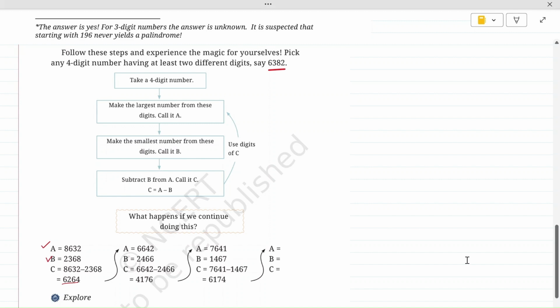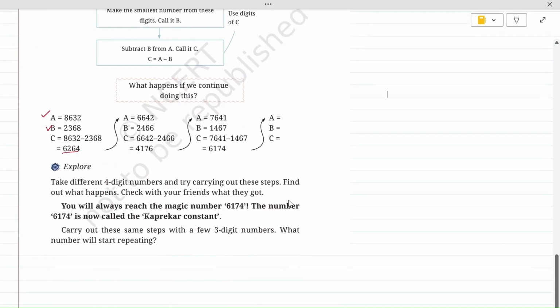Now, when we are doing these things, what it is telling us is: take different 4-digit numbers and try carrying out these steps. Find out what happens. Check with your friends. You will always reach the magic number 6174, and the number is called the Kaprekar constant. So what it is saying is that when we find the difference, it will always be 6174. Carry out the same steps with a few 3-digit numbers, and we will see what number starts repeating.